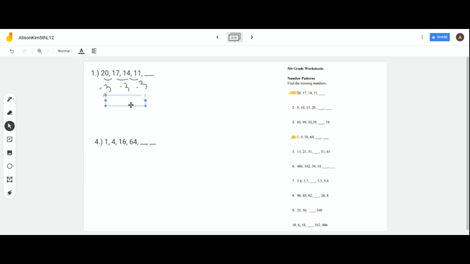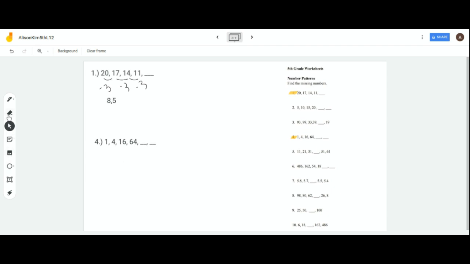When we do 11 minus 3, we get 8. Oh, my brain stopped working there. 11 minus 3 equals 8. So that's going to be our next number. And if you want to go on, then it'd be 8 minus 3, which is 5. So that's going to be the second number. But you only need to put 8 because they only give you one line right here.